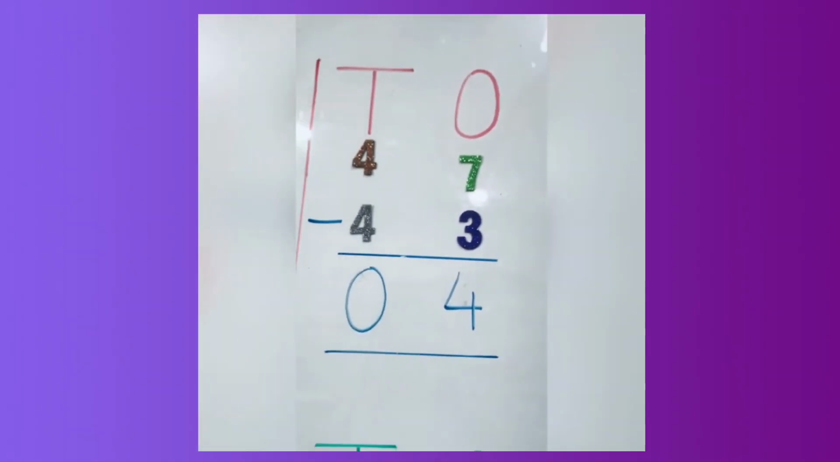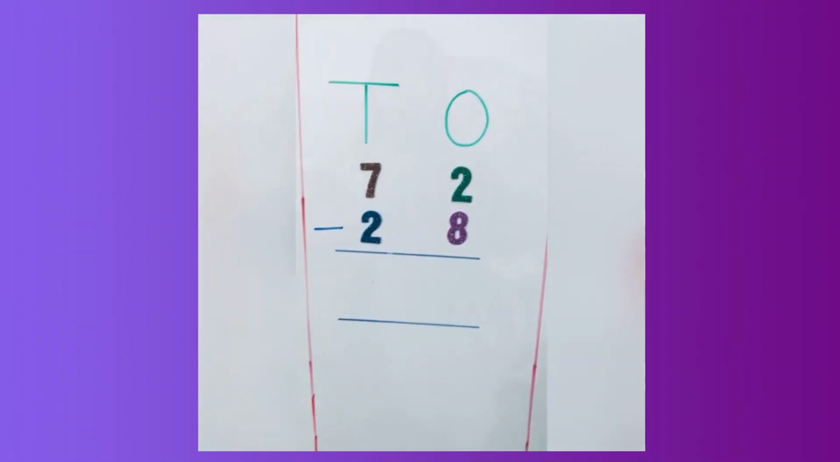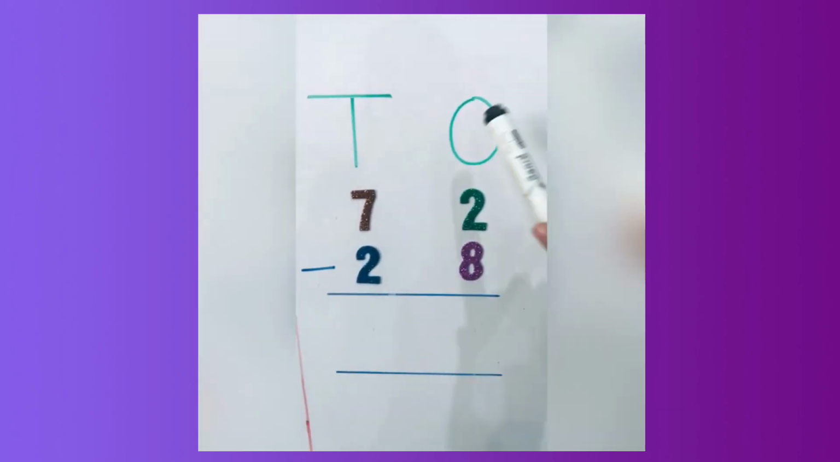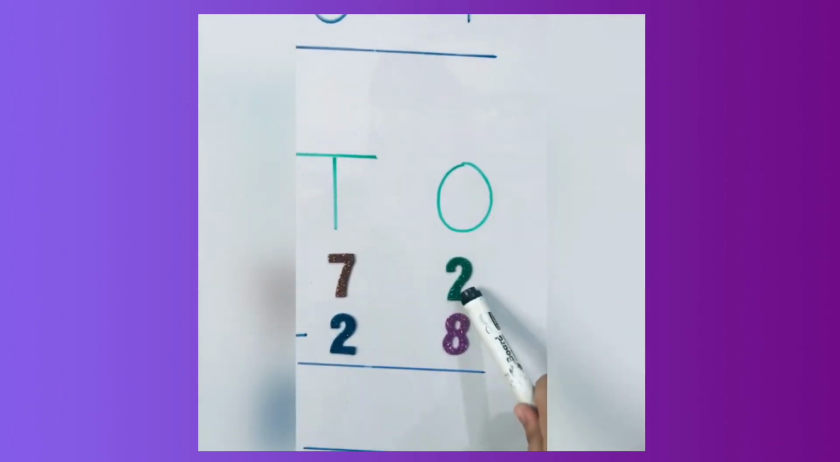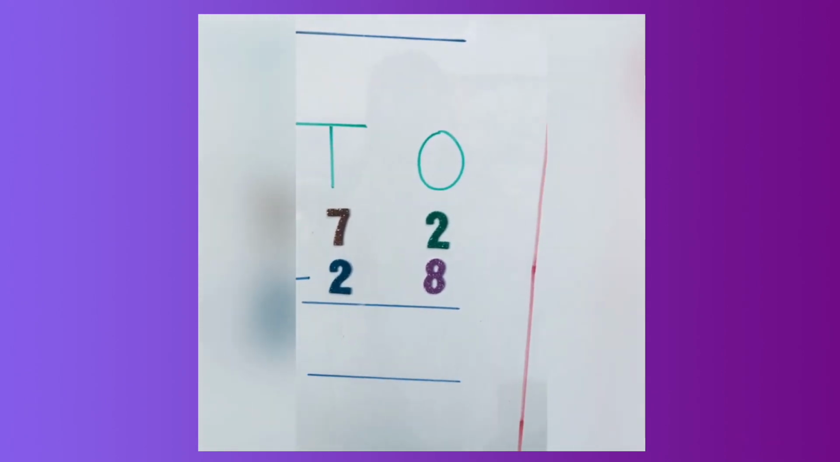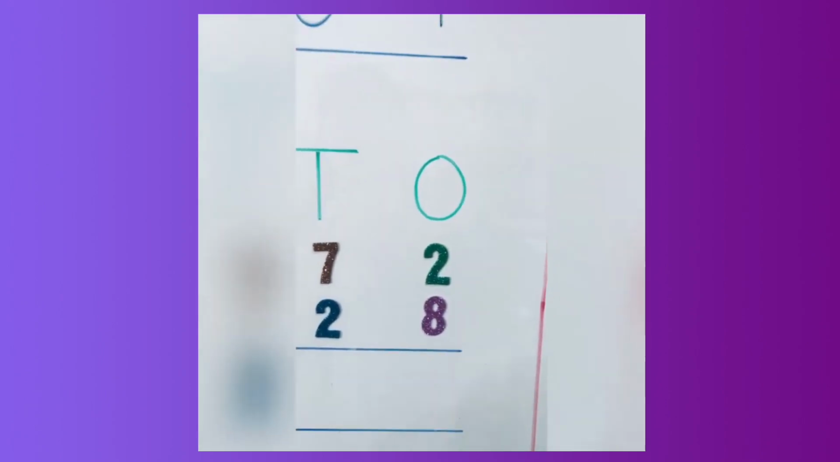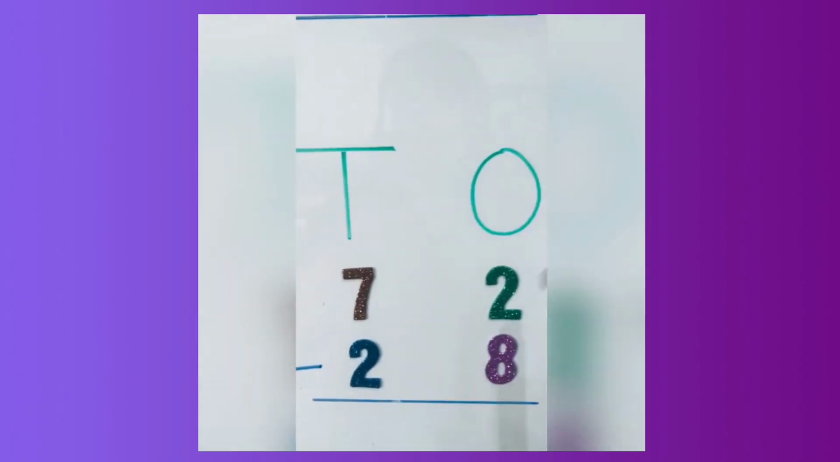So now let's move to the next sum. Now let's do question number 2. In question number 2 again I will start from the ones column. Now over here can you see that I have 2 above and I have 8 below. That means 2 is a smaller number. So how am I going to subtract 8 from 2?